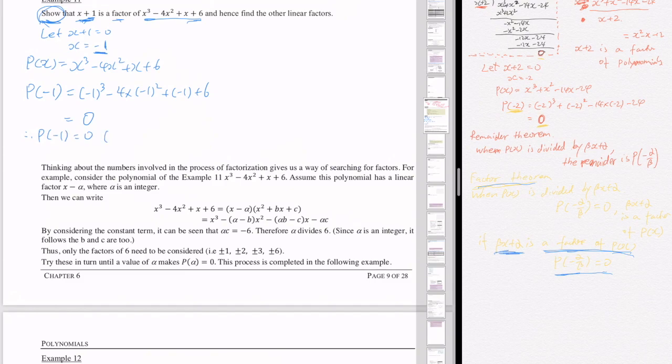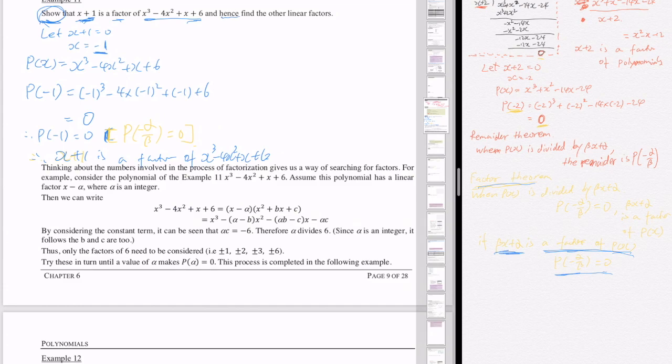Basically, what we're trying to say, let me use a different color, you don't have to write this, is that p of negative alpha over beta is equal to 0. That's what we just did. So this is equal to 0, therefore x plus 1 is a factor of x cubed minus 4x squared plus x plus 6. Now we have finished the first part, and let's read the question again.